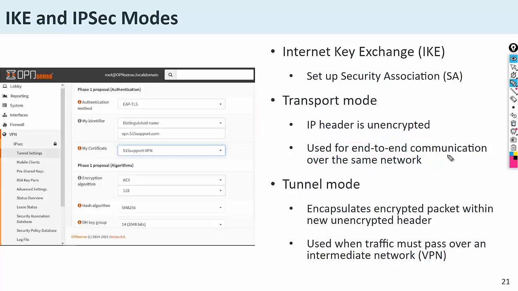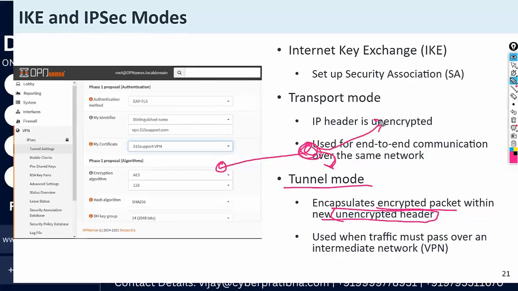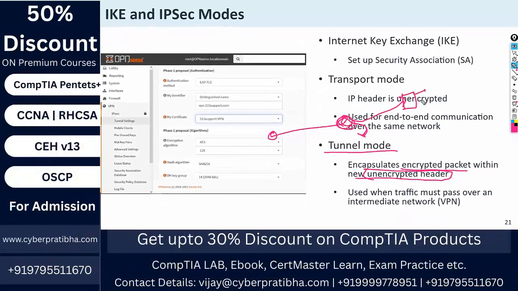Okay, there is another type of mode. It is called tunnel mode. Tunnel mode actually encapsulates the encrypted packet and then adds a new unencrypted header. It means first all the data will be encrypted and then a new header is added. Then when the data reaches its destination, the header will be removed and the data will be forwarded. So what does it mean? The original IP address cannot be identified. Only this IP address is identified.